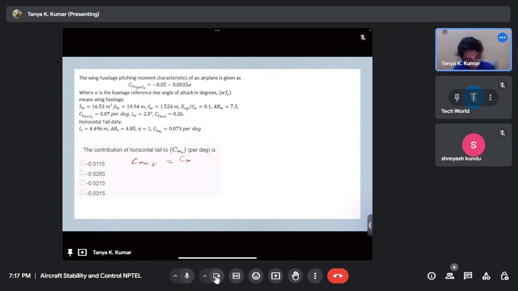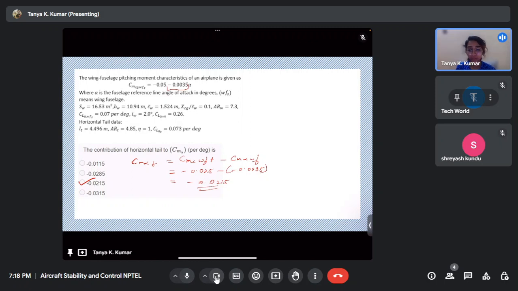So it is Cm alpha of wing fuselage tail minus Cm alpha of wing fuselage. It was here. It's minus 0.025 minus 0.0035. This comes to minus 0.0215. Right? So that is the right answer. Let's go to the next question.